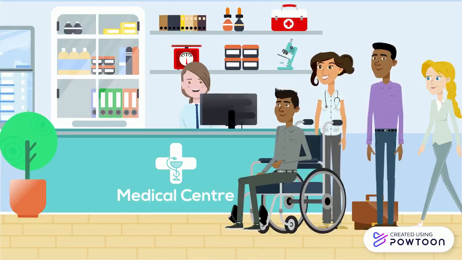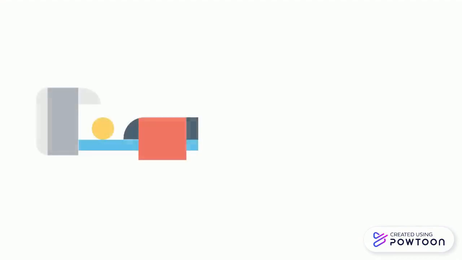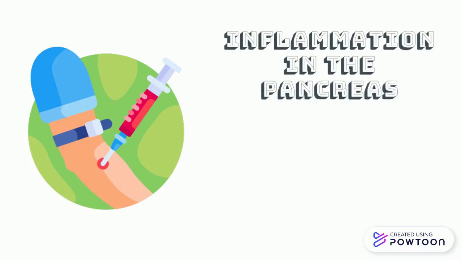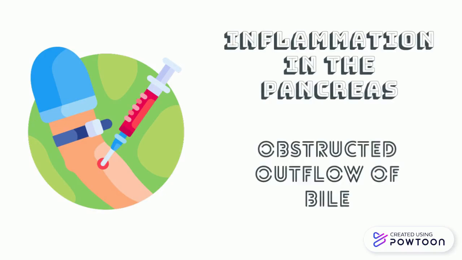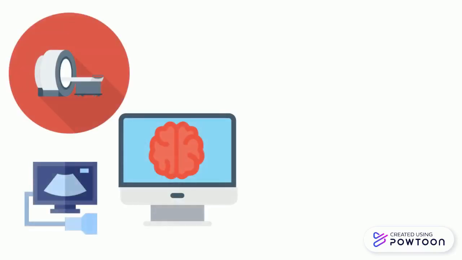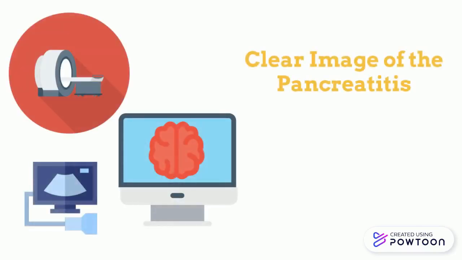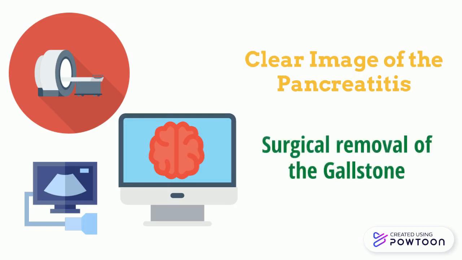The most common diagnostic tools for gallstone pancreatitis include different types of body scans and blood tests. Blood tests can identify the inflammation in the pancreas in addition to evidence of obstructed outflow of bile from the liver. CT scans, MRIs, or ultrasounds can produce a clear image of the severity of an individual's pancreatitis. These scans can also illuminate whether there is a need for surgery to remove the gallstone altogether.